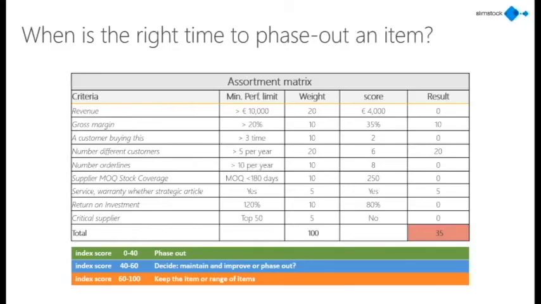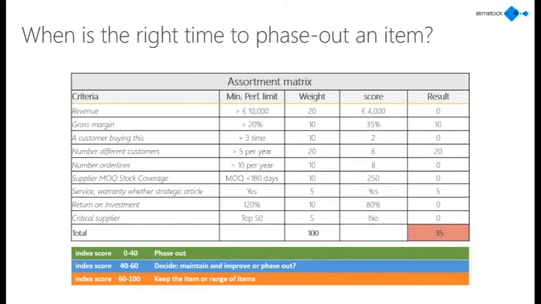If you take those criteria and put them into a table such as this against the product assortment, you can then put a weighting against those particular criteria to work out a score, and then, using the index score at the bottom, decide, based on the answers to your criteria and the weighting you've put against each, whether an item should be phased out. In this case, this item has achieved a result of 35, and therefore on the index score it's something that you should potentially phase out.